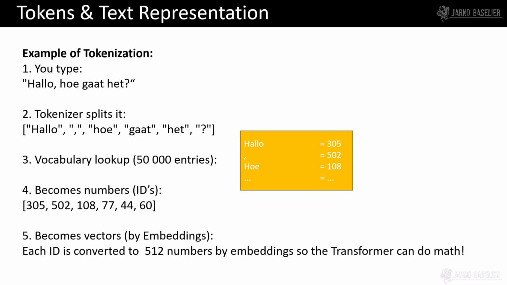And finally, all these numbers, which are in step 4 in a numerical array, they become vectors by using embeddings, and each ID is converted to 512 numbers by embedding, so the transformer can do the specific math. This is important, so in the end your words become tokens, tokens become numbers, and numbers become vectors.